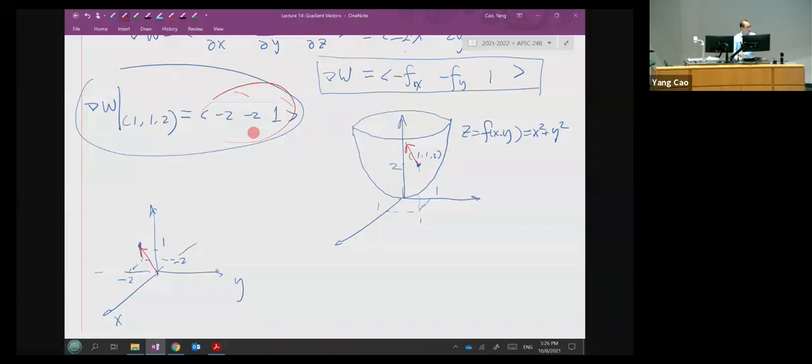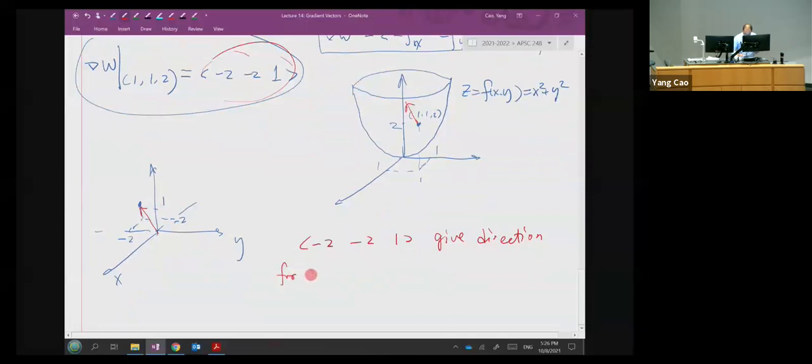z? W? W, okay? So that's something you have to be very crystal clear about, okay? So this gives the direction for the greatest increase in W. But where's W? I'm not able to sketch W, right?